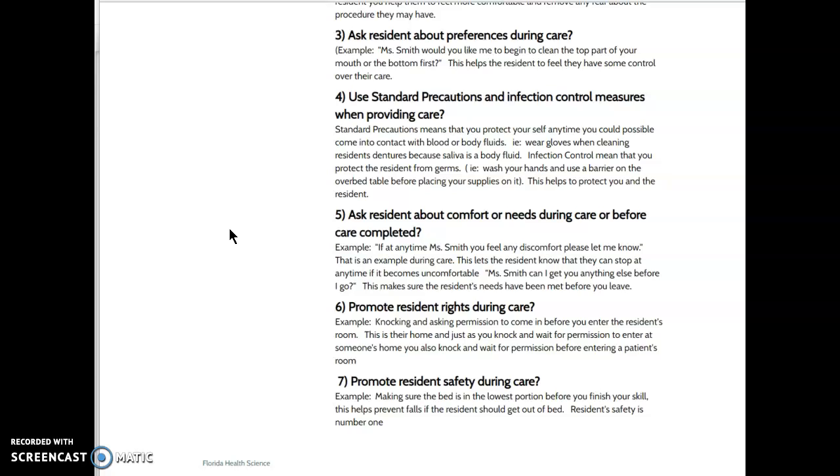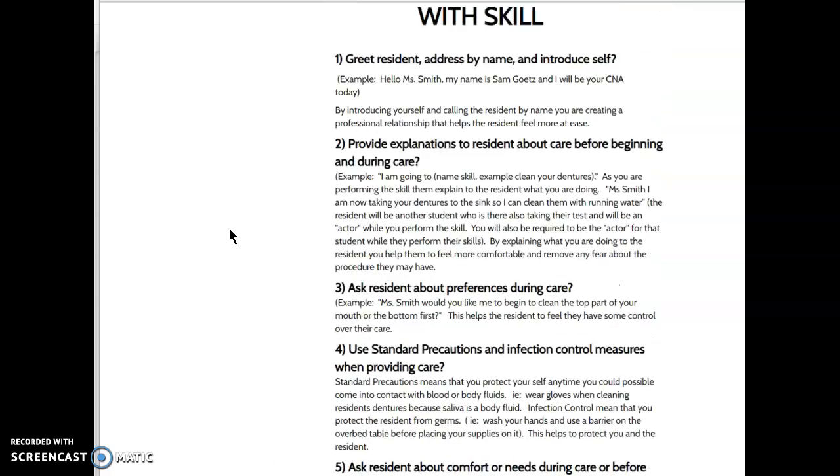You're always going to promote residents' rights, so you're going to knock and ask permission before you enter the resident's room. And then you're going to promote safety all the time during care. So an example of this would be leaving the bed in the lowest position before you leave the room.